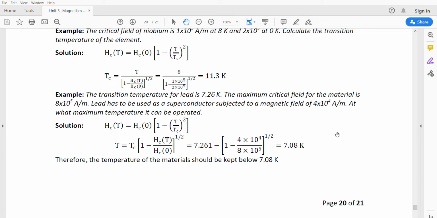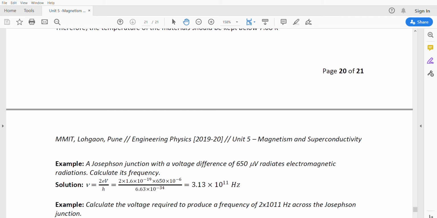Practice all the numericals from these notes. I already uploaded the same notes in the Google Classroom. Take these notes and practice all the numericals.